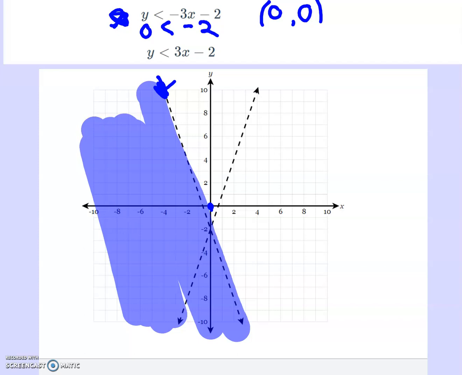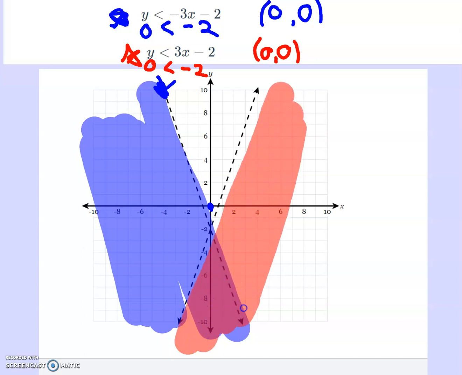Okay. Now let's put a little red star by this one, and say, which way is that one going to be shaded? Well, let's just try (0, 0) again. If I put 0 on the left for y, I get 0 on the left side. If I put 0 in on the right, I get -2 as well. And is 0 less than -2? Well, still no. So that one can't be shaded toward this point (0, 0) either. So it's going to be shaded away from (0, 0).